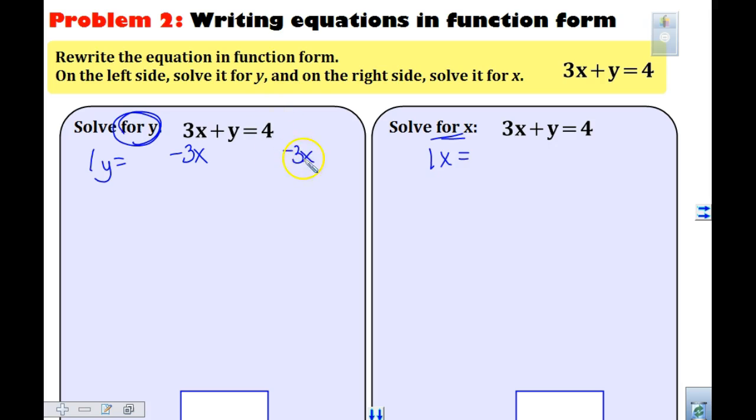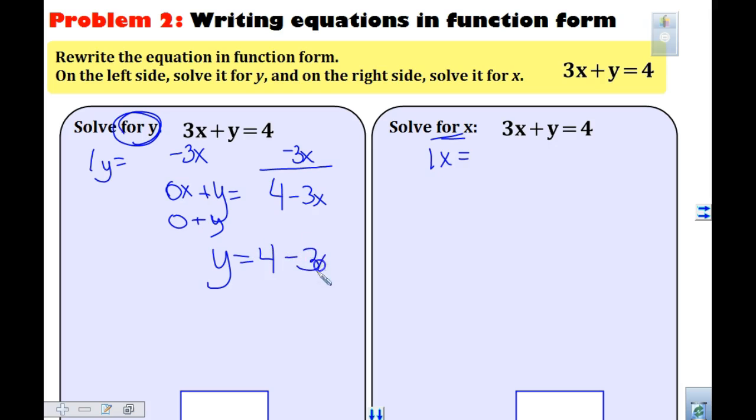Because can you add 4 and 3x together? Does that become 1x? No. It is 4 minus 3x. But on this side, they cancel, and it's 0x. And 0x plus y is really just 0 plus y, which is y equals 4 minus 3x. Now, I will take this as your answer for the question, and you could be done.